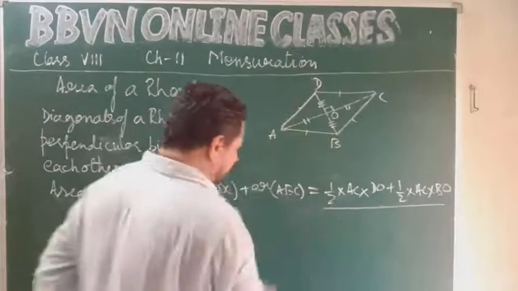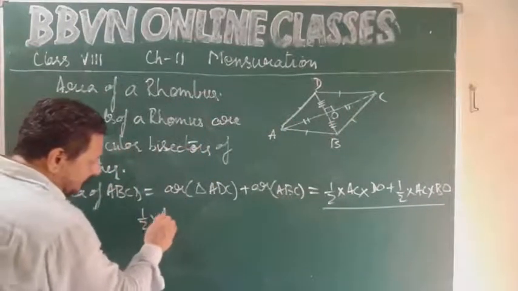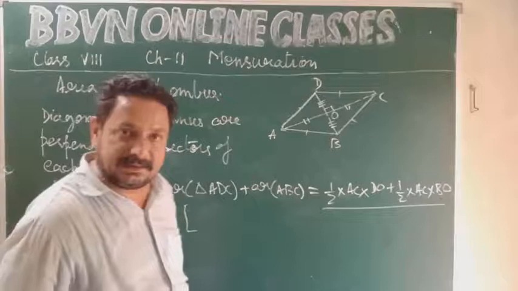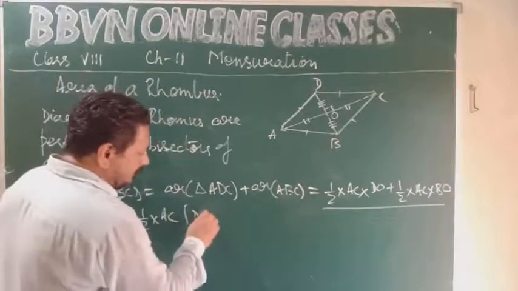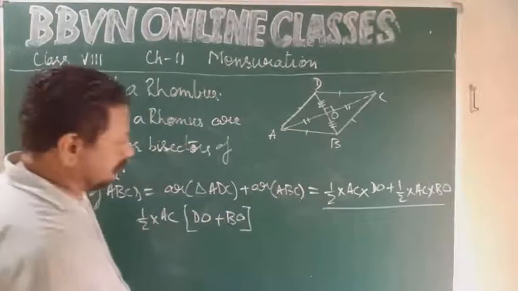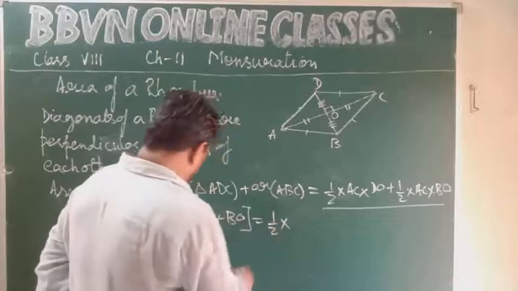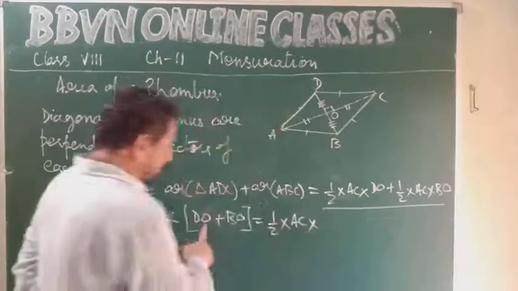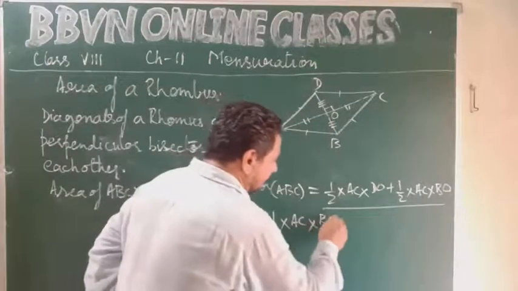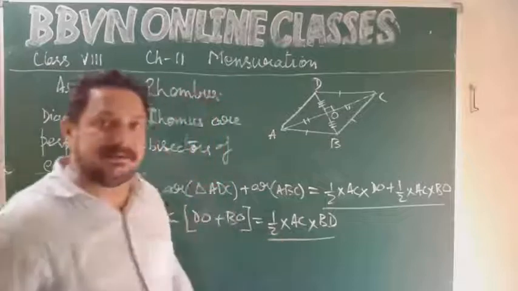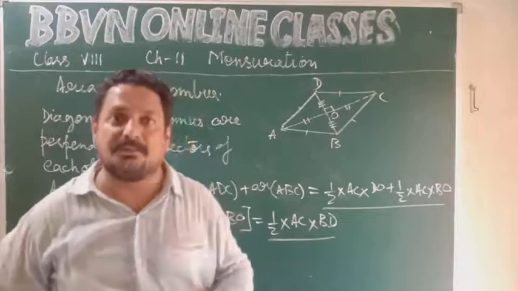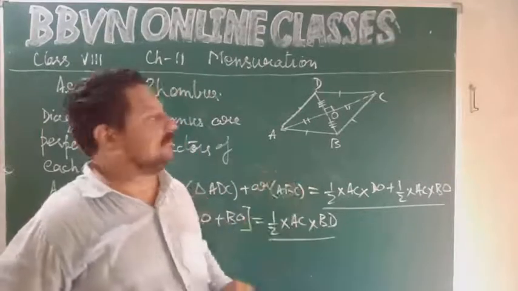In these two terms, can I take half into AC as common? Half into AC taken common, what is left? DO plus BO. Okay? Now half into AC into what is DO plus BO? DO plus BO is nothing but BD. What are AC and BD? Diagonals. So very simple, area of a rhombus is half of the product of the length of the diagonals.